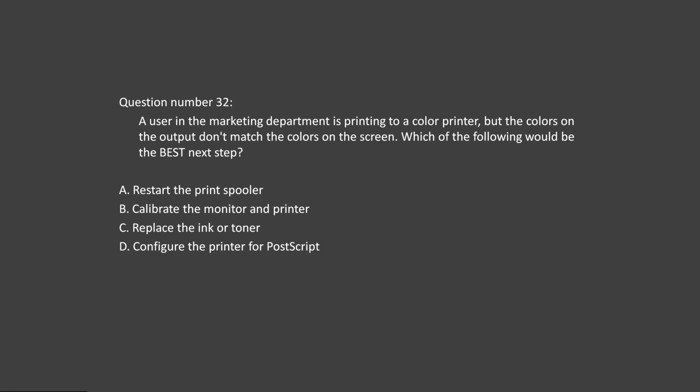Question number 32. A user in the marketing department is printing to a color printer, but the colors on the output don't match the colors on the screen. Which of the following would be the best next step? Option A. Restart the print spooler. Option B. Calibrate the monitor and printer. Option C. Replace the ink or toner. Option D. Configure the printer for PostScript.